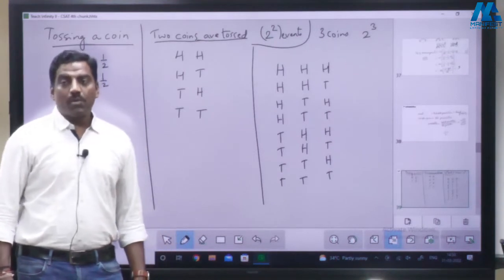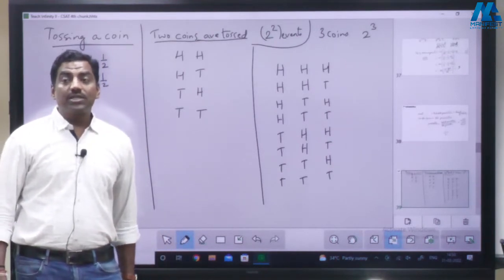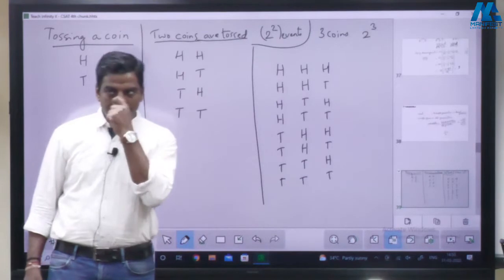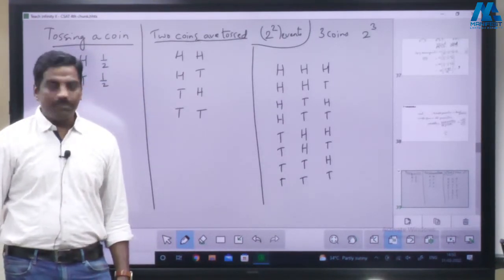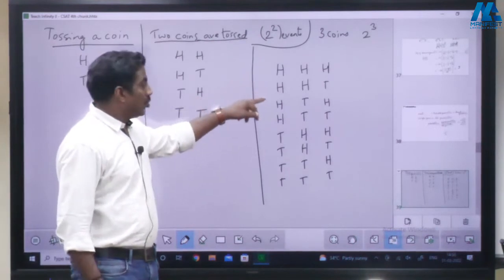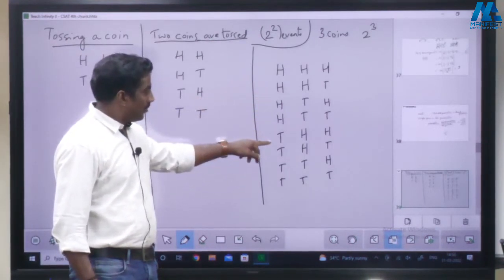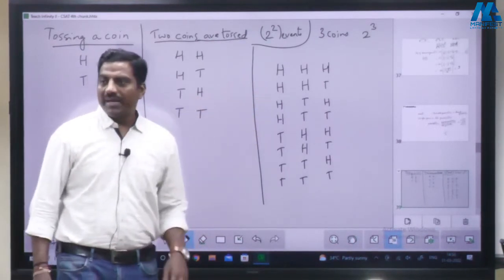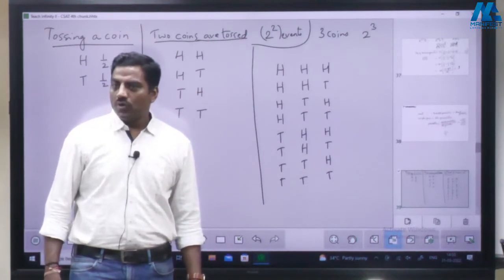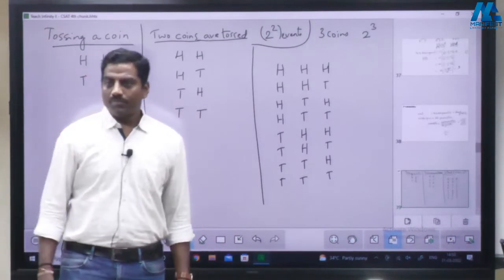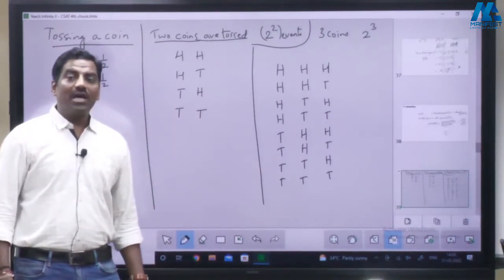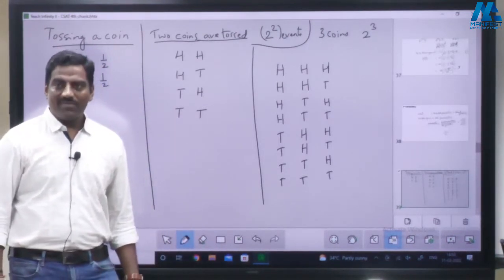What is the probability of getting at least 2 heads? At least 2 means 2 or more. 2 and 3. 1, 2, 3, 4. That's it. 4 by 8. Nothing but 1 by 2. What is the probability of getting at least 2 tails? Same thing.